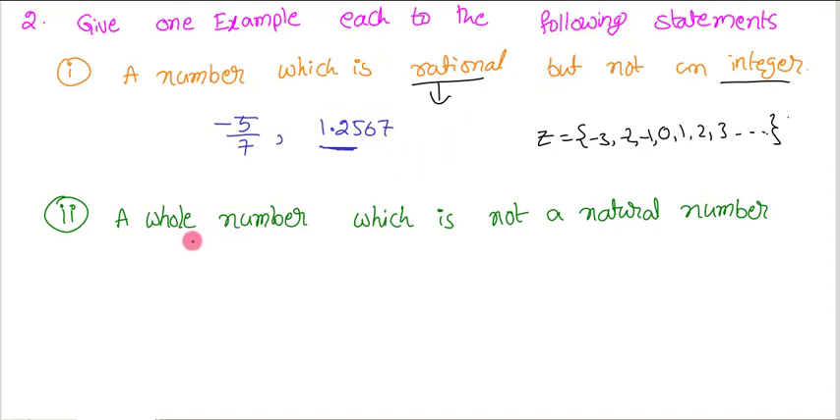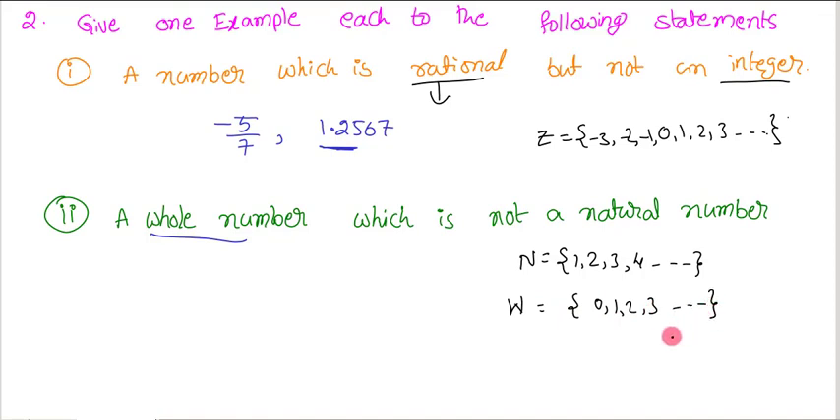Okay, let us see the second one: a whole number which is not a natural number. We need to give an example of a whole number which is not a natural number. For that, one must be aware of natural numbers. Natural numbers means all the counting numbers. And whole numbers means 0 together with the natural numbers.